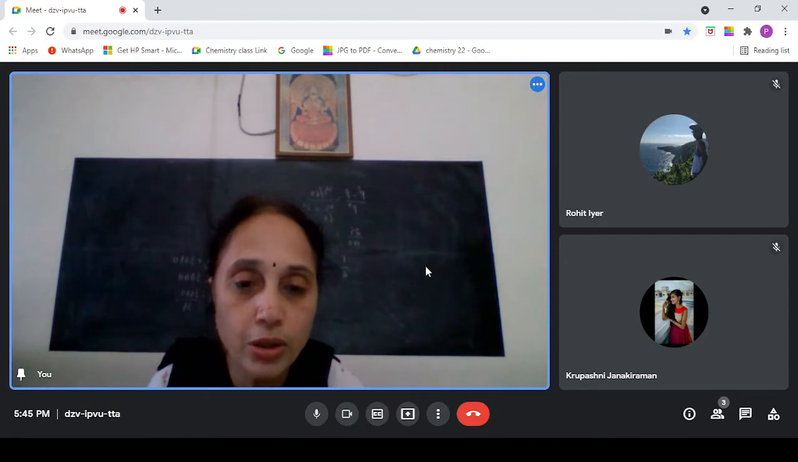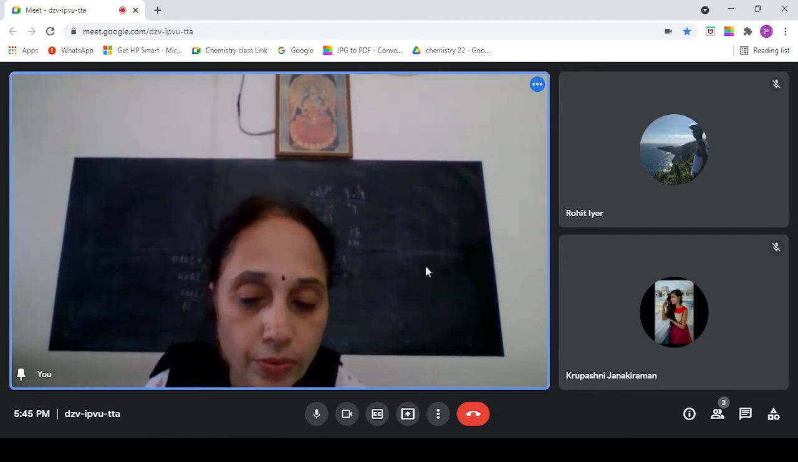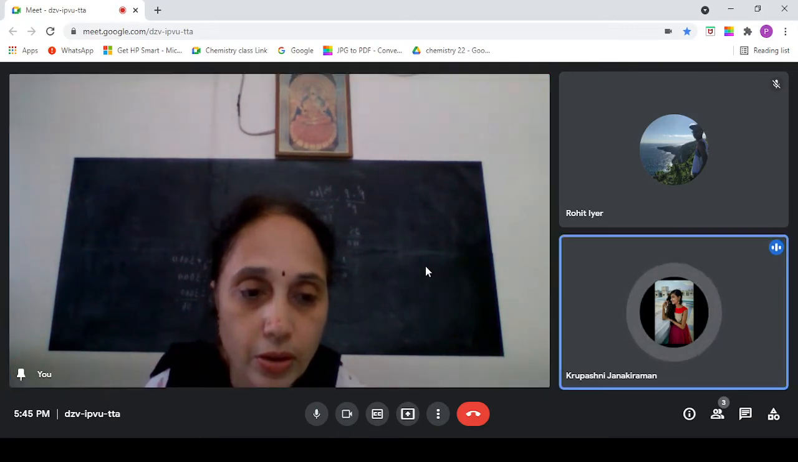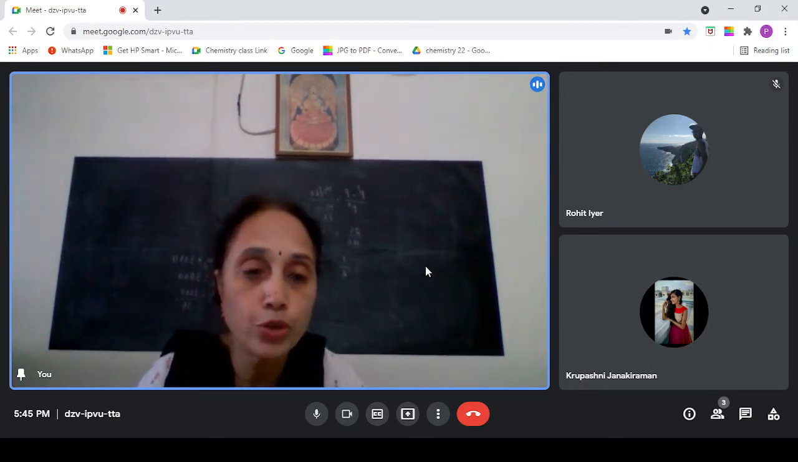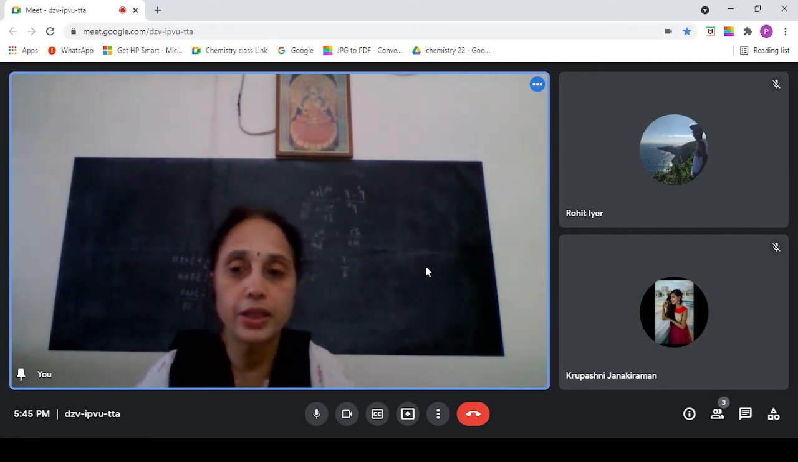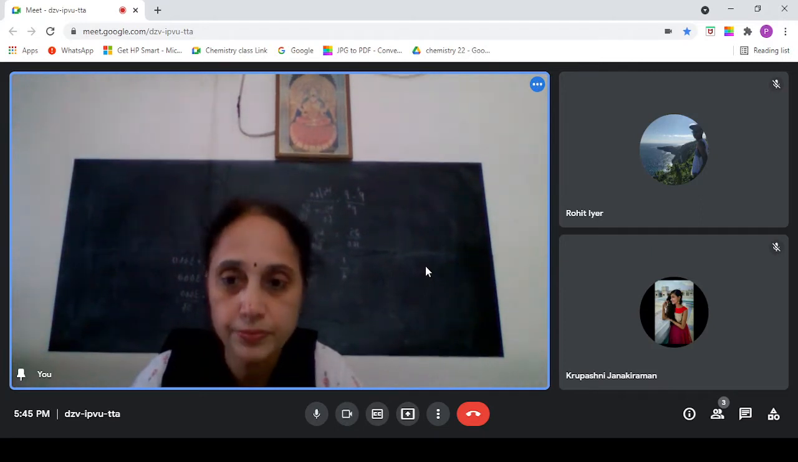What is molality equal to? Moles of solute by mass of solvent in kg. Molality equal to W2 into 1000 by M2 W1. Correct? Write down the formula. Molality equal to W2 into 1000 by M2 W1. Now you have calculated W2. Substitute everything and tell me the molality.